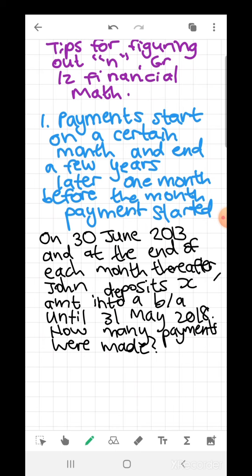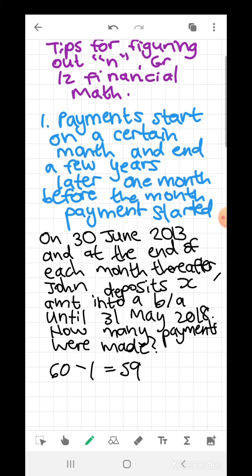Now it's different when they say on the 30th of June and at the end of each month thereafter he deposits a certain amount. That means that we are counting the 30th of June 2013 as one payment. So now some of you might be thinking 2013 to 2018 is 5 years, and in 5 years there's going to be 60 payments done because there's 60 months, right? So you're thinking 60. But then you're like, oh, okay, but they're ending in May, and May is 1 month before June. So I'm simply going to subtract 1 and N is going to be 59. This is wrong. And this is a common mistake that is being made.